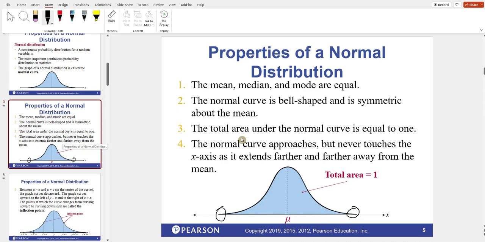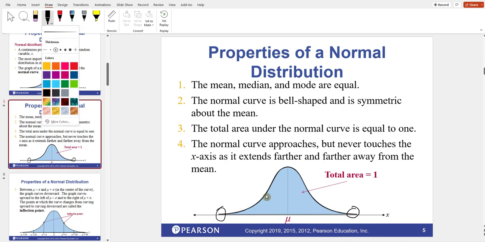The total area underneath the normal curve is equal to 1. The normal curve approaches but never touches the x-axis as it extends farther and farther away from the mean. So as you can see, I have these circles drawn. The graph goes closer and closer to the x-axis, but it would never touch.